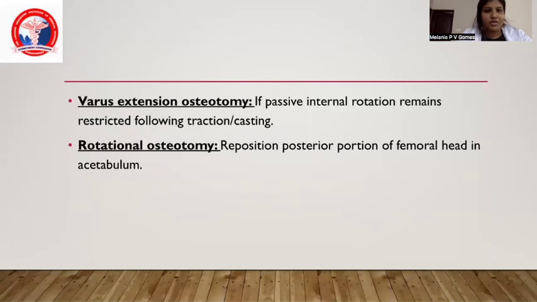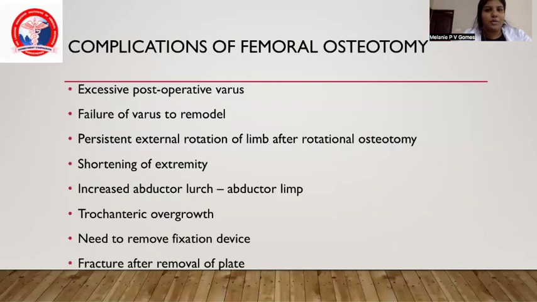Varus extension osteotomy. If passive internal rotation remains restricted following traction or casting, a rotational osteotomy is done to reposition the posterior portion of the femoral head in the acetabulum. Come to the complications of femoral osteotomy.